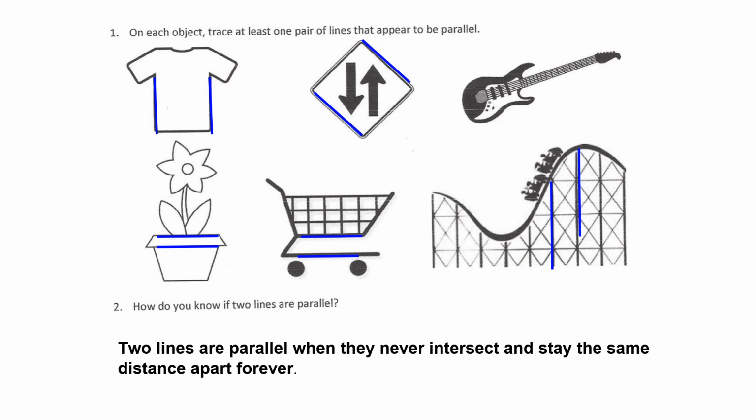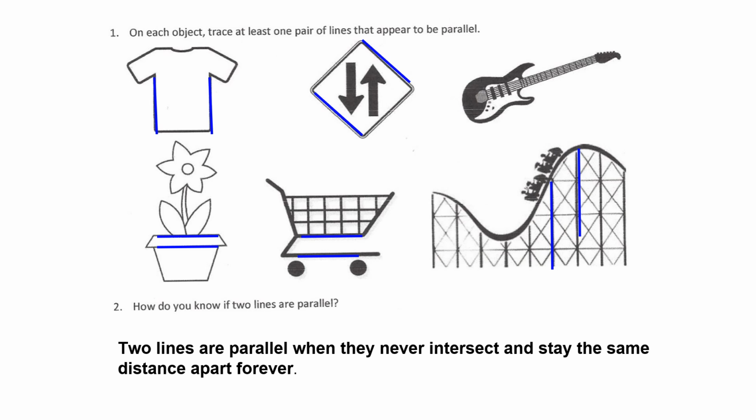So again, use a color. I only did one on each object, but obviously there are more. I did these two sides of the t-shirt because they can go on forever. They stay the same distance apart and never touch. Could probably do the sleeves.